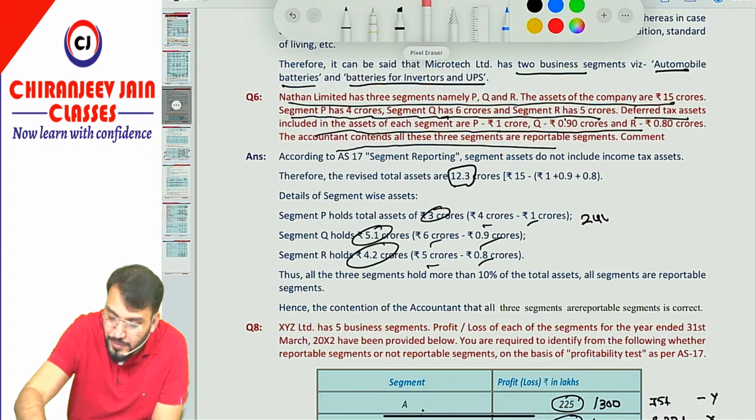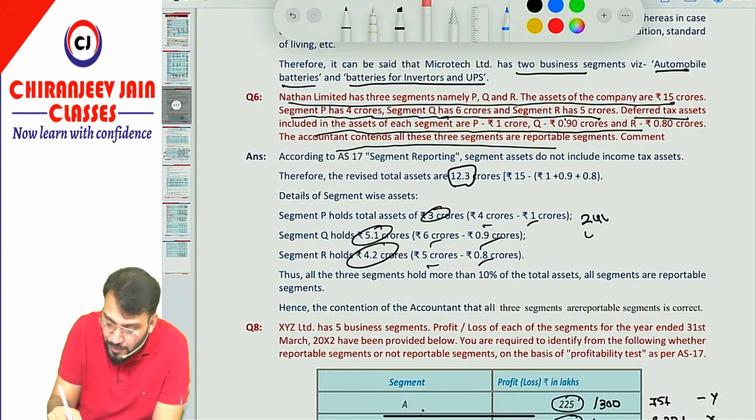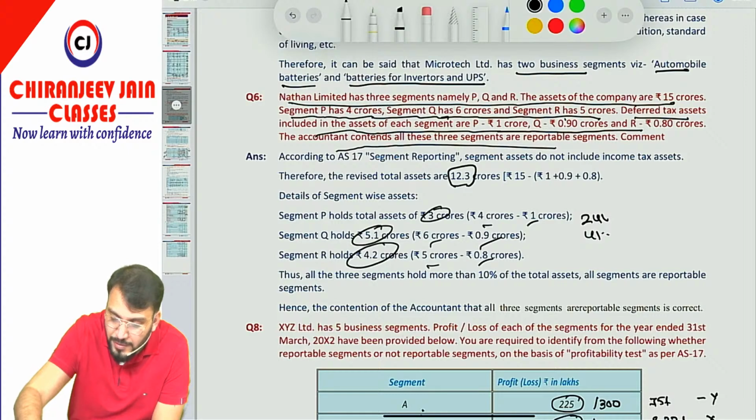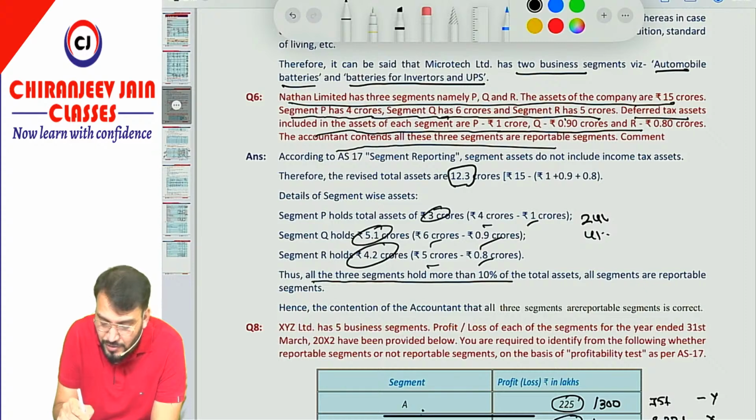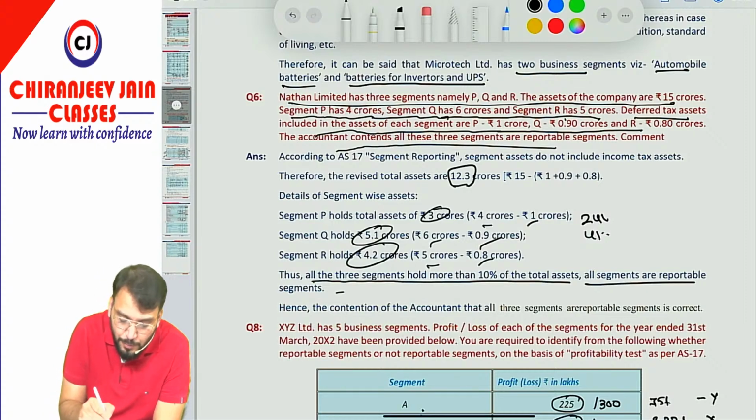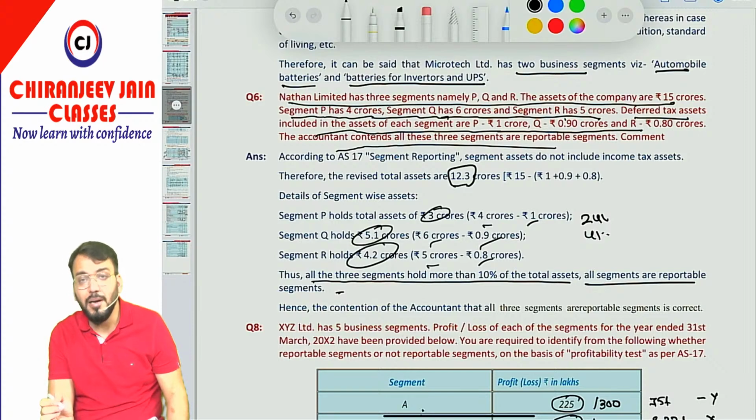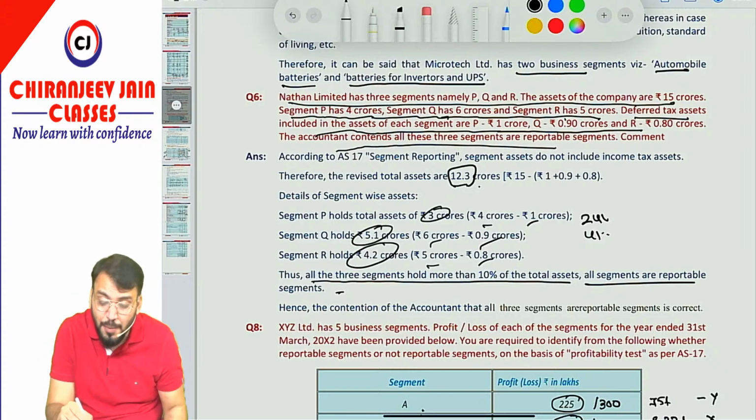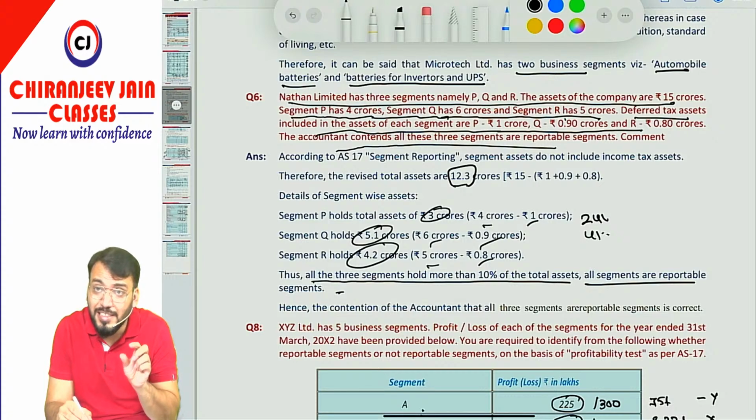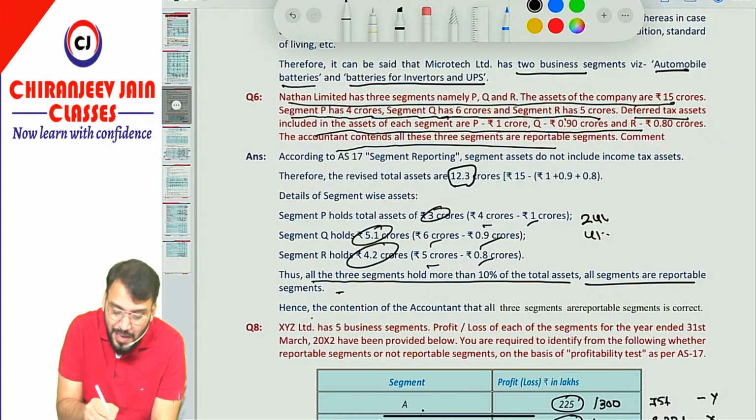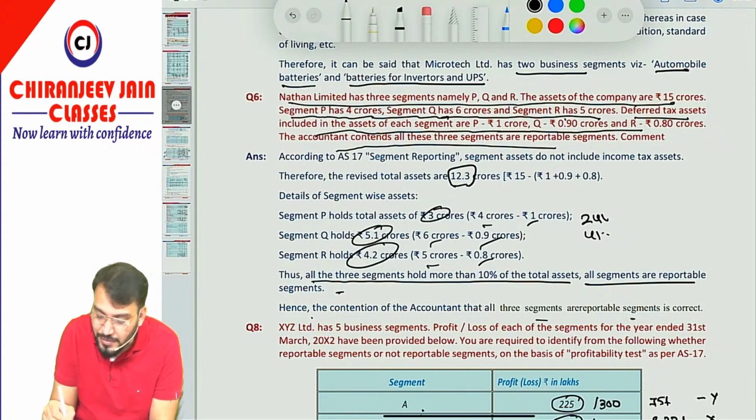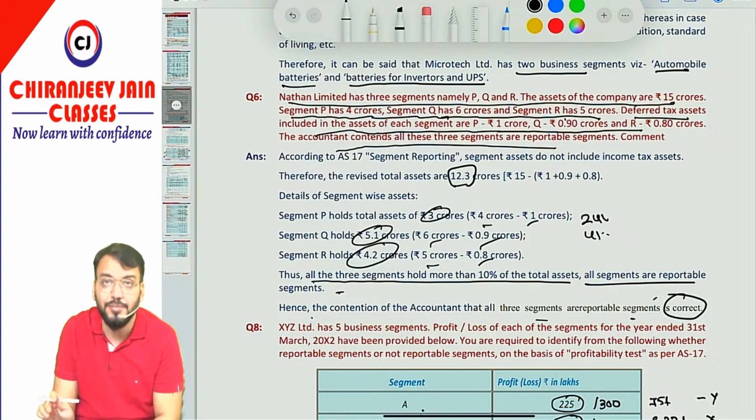Then 5.1 divided by 12.3, it is coming 41%. This is also reportable. Then 4.2 divided by 12.3, this is also reportable, all are reportable. Correct. All the three segments hold more than 10% of total asset, and therefore all segments are reportable. But can I say we need to apply this percentage on the segment asset excluding deferred tax asset. That was the point. Hence the contention of the accountant that all three segments are reportable is correct.